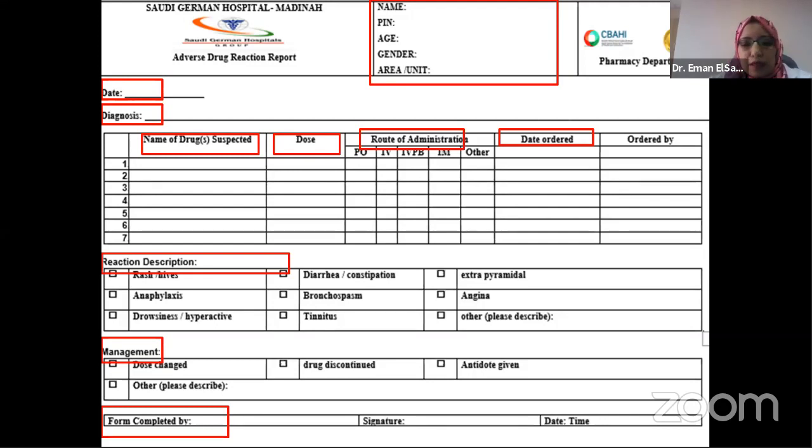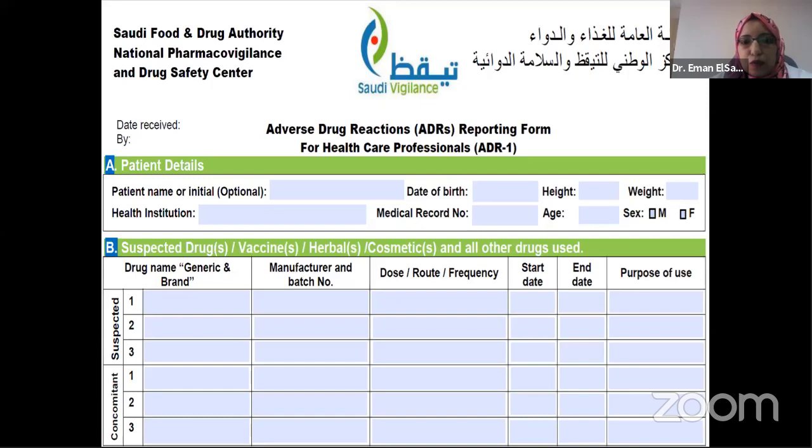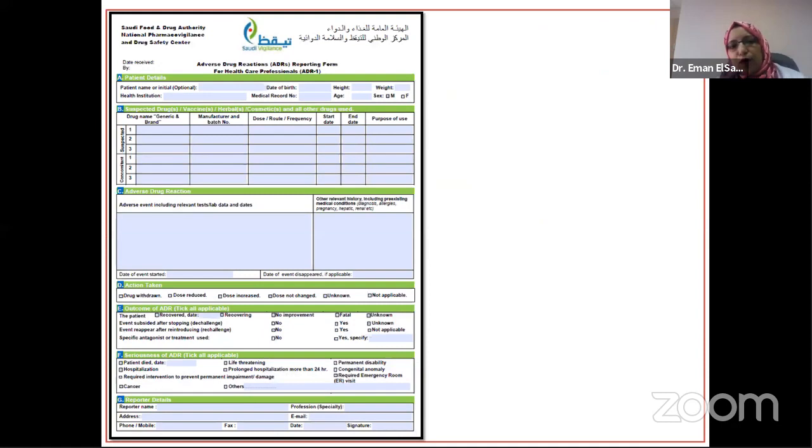And the reporter should write his or her name. This is the form in the Saudi FDA pharmacovigilance program. Before, we reported this form through email. After that, they took an excellent step: they made one ADR representative from each organization. They have an account with the Saudi FDA, and they can report the ADR in each organization electronically to the Saudi FDA.